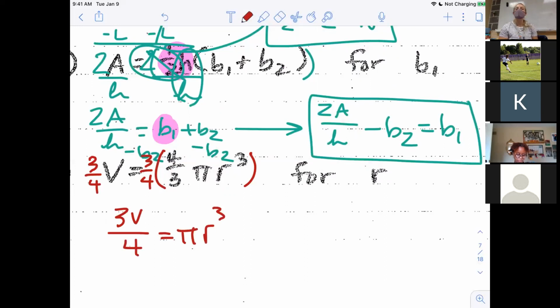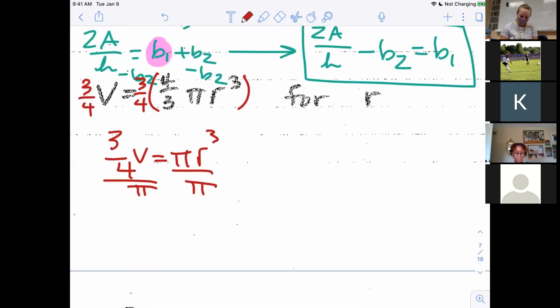I wanted to get rid of the number. You could do 3/4 v if that makes you happy. Does that make you happier? Yeah. Perfect. Now I'm going to divide by pi. When I divide by pi, that gives me 3v over 4 pi. Or again, if it makes you happy, you could do 3 over 4 pi and then v on the outside.